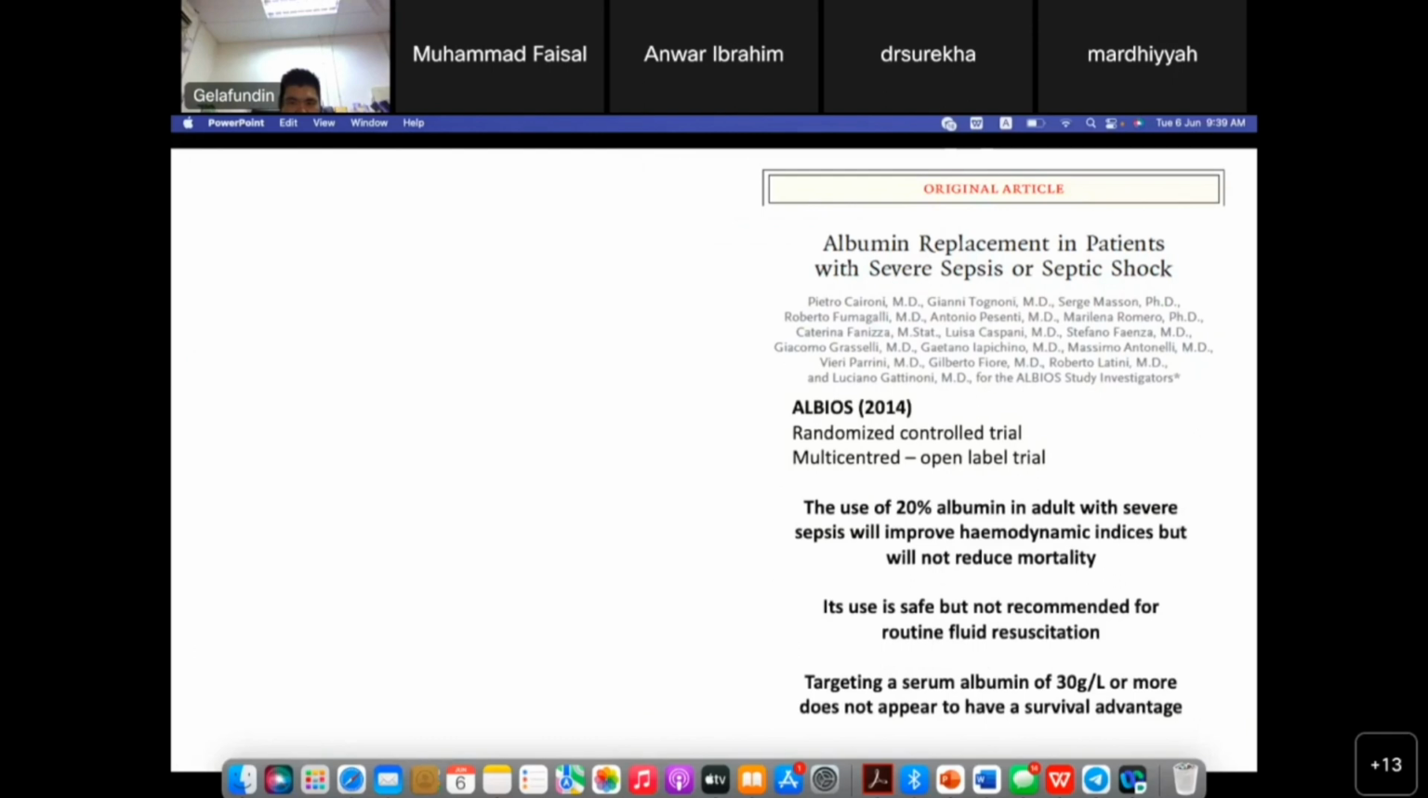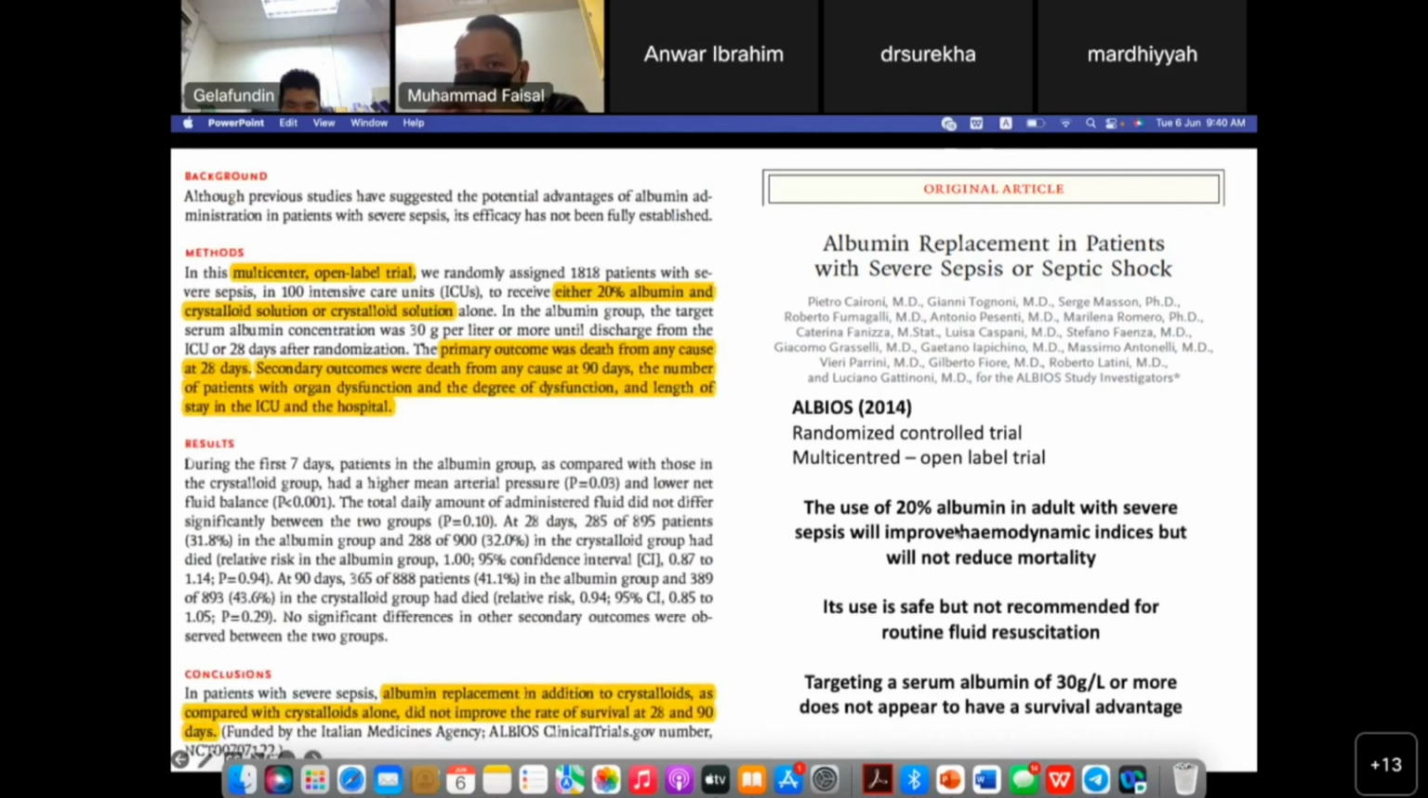Okay, in the last study, the ALBIOS trial in 2014, this is basically a study of albumin replacement in patients with severe sepsis or septic shock. It's a randomized controlled, multi-centered, open-label trial. Here they noted that the use of 20% albumin in adults with severe sepsis will improve the hemodynamic indices, but will not reduce the mortality. And its use is safe, but not recommended for fluid resuscitation.